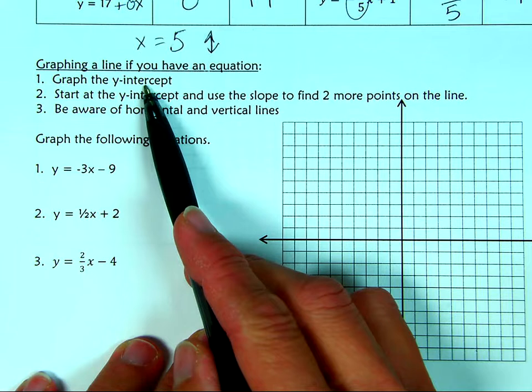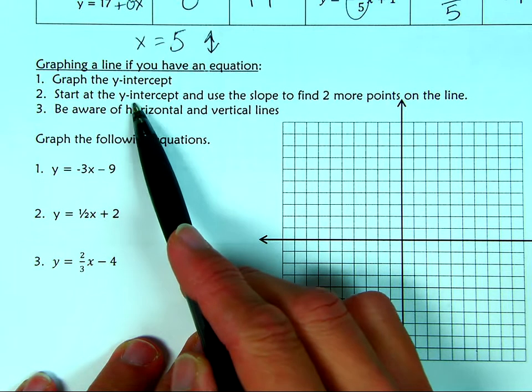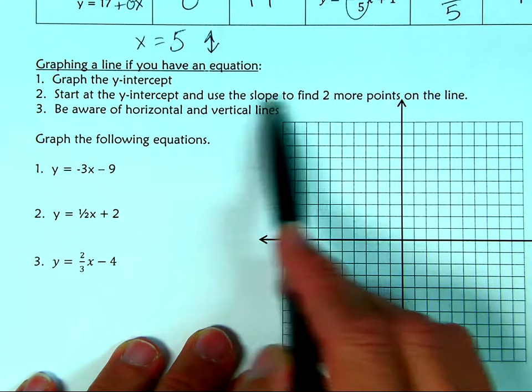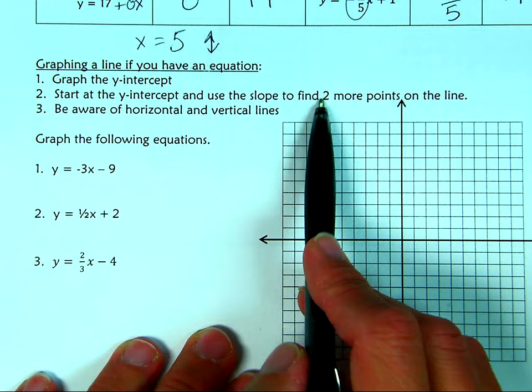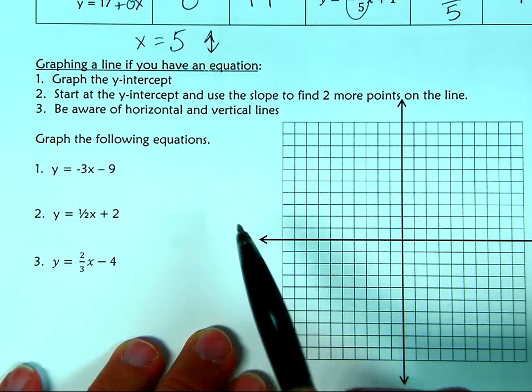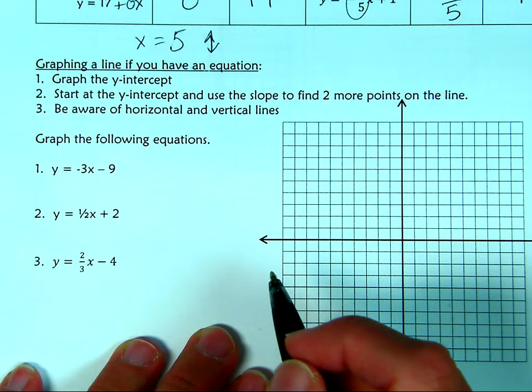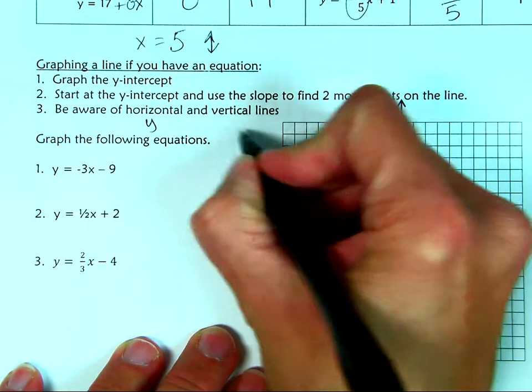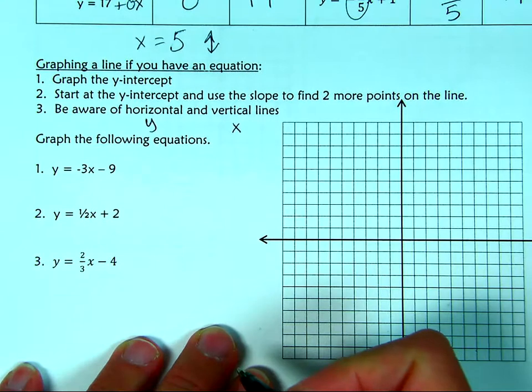We're going to graph the y-intercept. Then we're going to start at that point, the y-intercept, and use our slope to find 2 more points. And then you just want to be aware of vertical and horizontal lines, which I mentioned up there. So that means they only have a y, right? Horizontal lines only have a y, vertical lines only have an x.